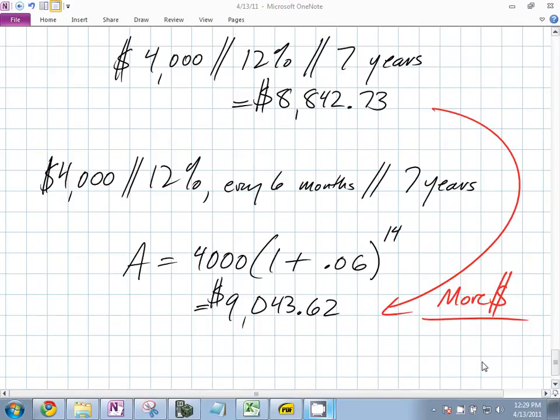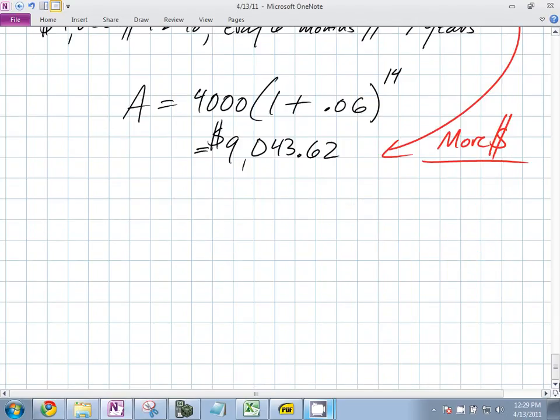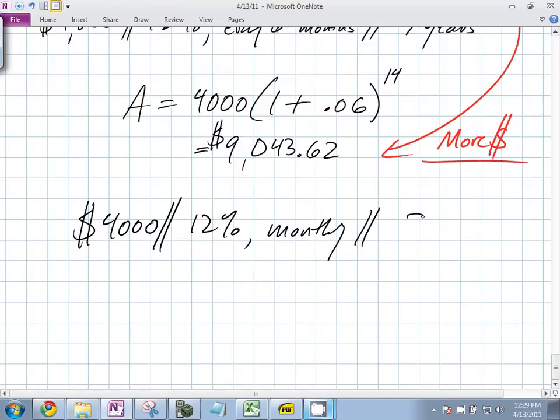So instead of doing it every 6 months, let's do it every... So we had $4,000. Let's do it, what do you want to jump to? 12%? How about monthly? And it's 7 years again. So what would that equation be? 4,000 times what? Plus 0.01 to the... Plus what? To the what power? 0.01, yes. Big mistake I just made right there. Thank you. To the what? 7 times what? 12. To the 84th.